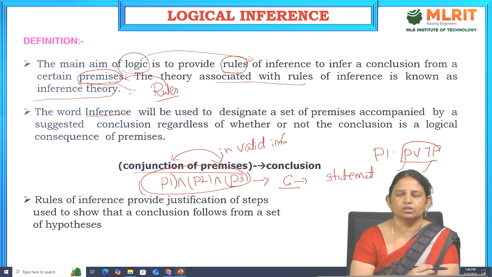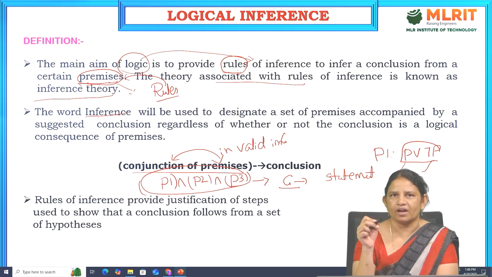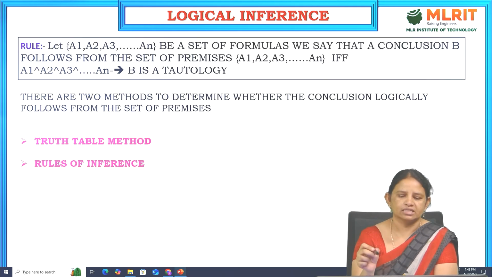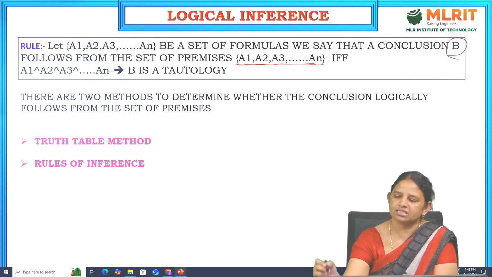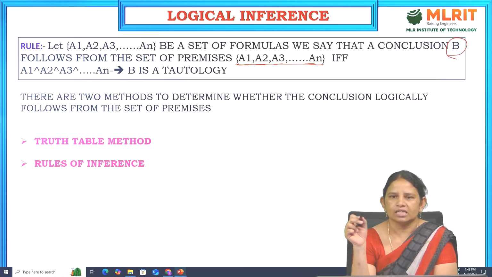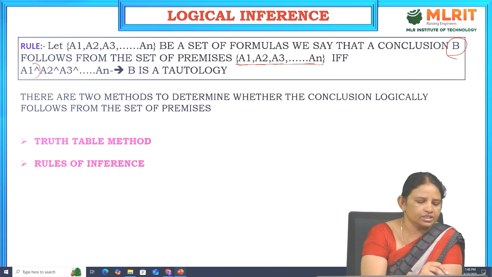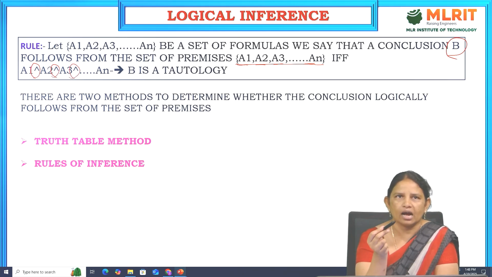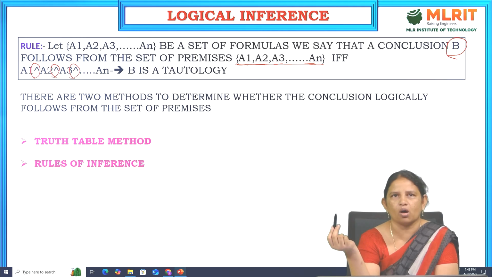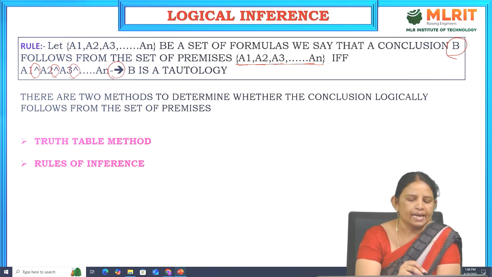So, we are going to show the methods to check whether the inference is a valid inference or not. What is the set of formulas? A1, A2, A3, up to AN. These are the set of premises. And the conclusion can be considered as B. The set of premises are A1, A2, A3 and so on up to AN. For this conjunction, we take the AND operation between the premises: A1 and A2 and A3 and so on up to AN. This set of premises implies the conclusion. The conclusion may be derived from the set of premises.